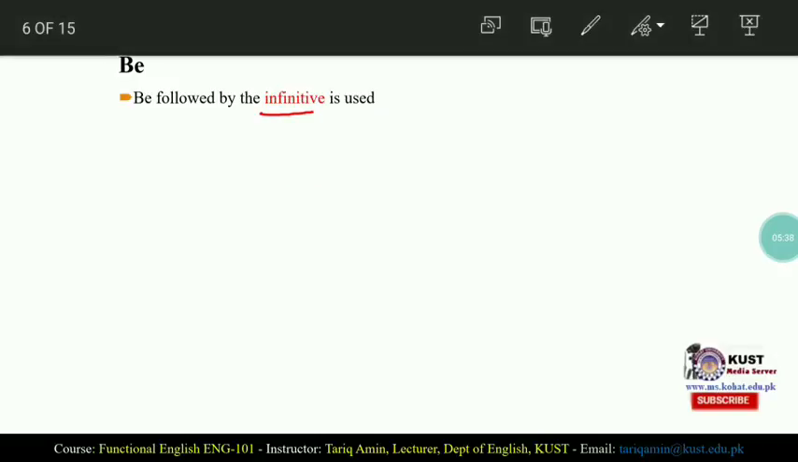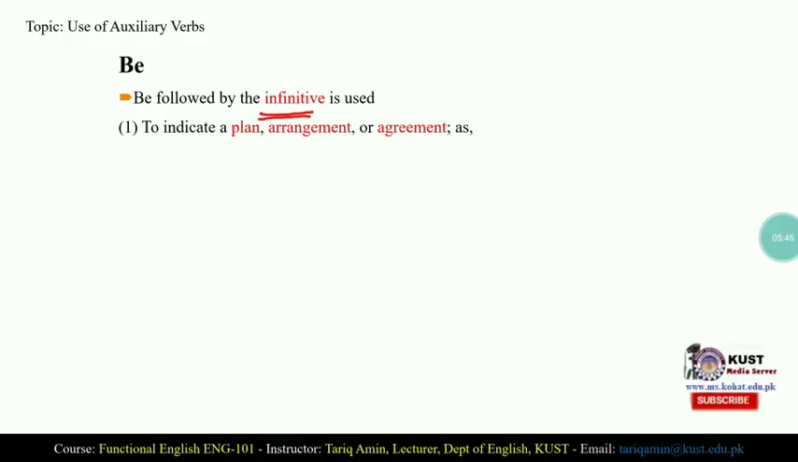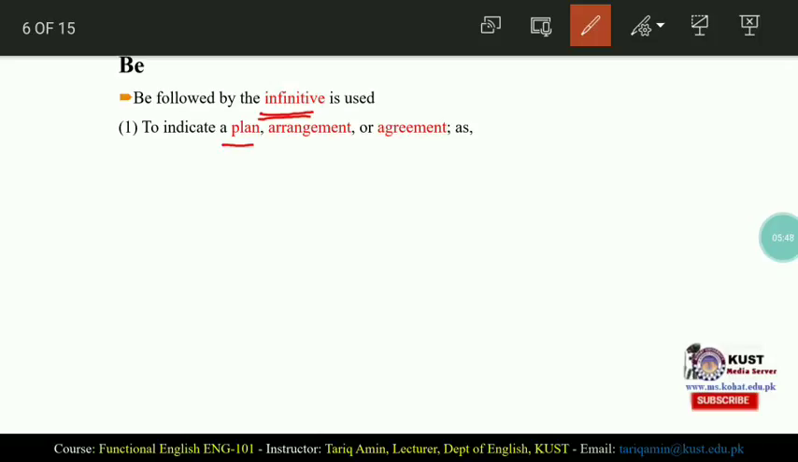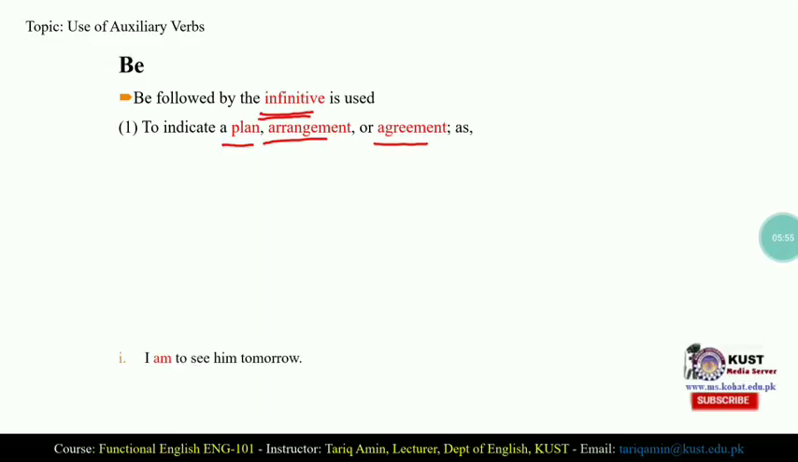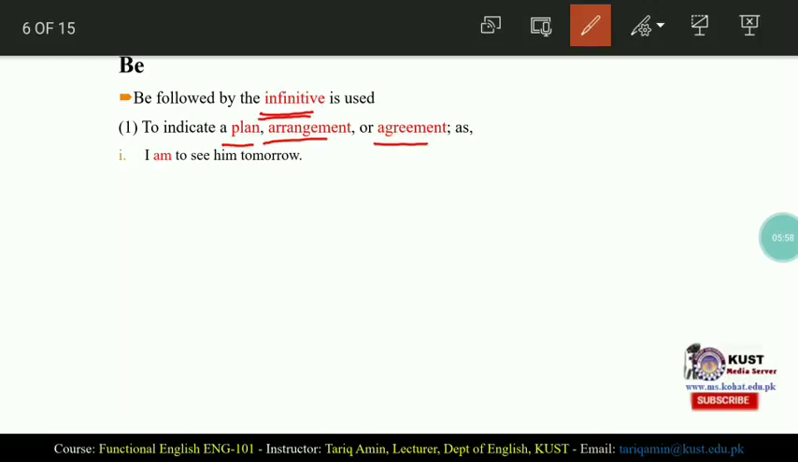Be followed by the infinitive: when the form of the verb be is followed by the infinitive, then it is used, number one, to indicate a plan. It indicates arrangement and agreement when it is followed by the infinitive. For example, I am to see him tomorrow. To see is the infinitive, and the form of the verb to be used in this example is am. And over here it shows a plan. I am to see him tomorrow.